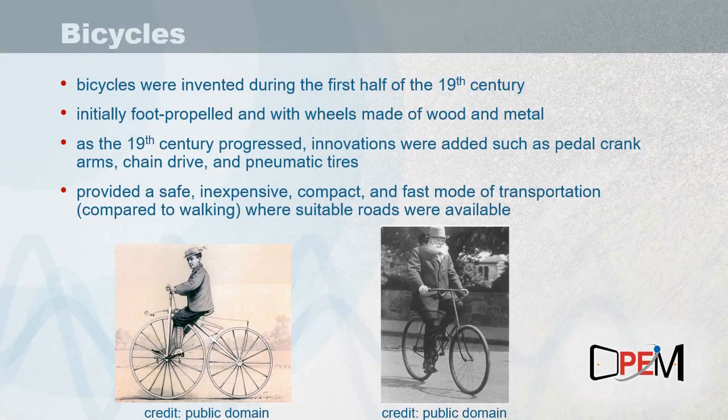Bicycles were invented during the first half of the 19th century. Initially, they were foot-propelled devices with two wheels, usually made out of wood and metal, just as wagon wheels would have been made out of.